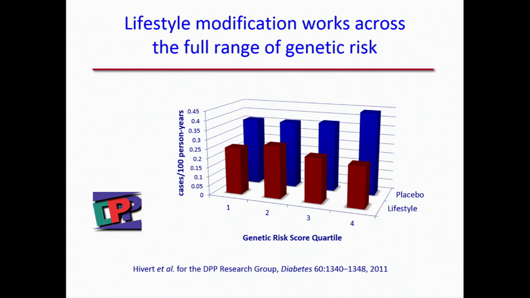And in blue are people who were randomized to the placebo arm of the diabetes prevention program, with diabetes incidence going up with genetic risk, as you might expect. But what we showed is that intensive lifestyle modification is able to counteract the genetic risk, particularly in the group with the highest genetic risk.